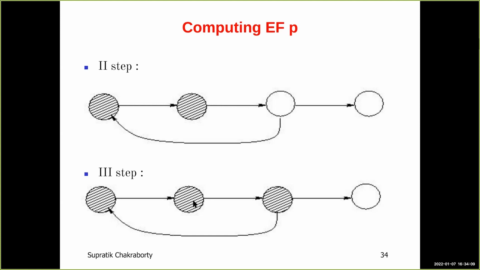Remember, P was true here, nowhere else. And indeed, from here, you can find a path where P holds. From here, you can find a path where P holds. And of course, in this one, P holds. But from this state, you cannot find a path where P holds.